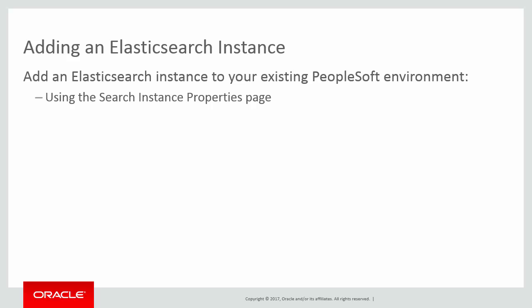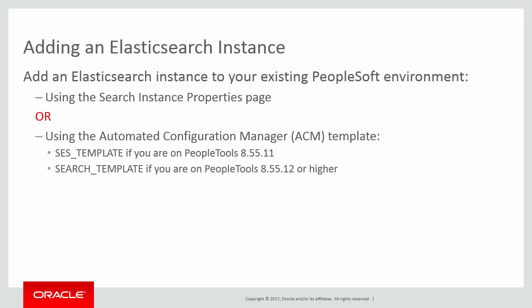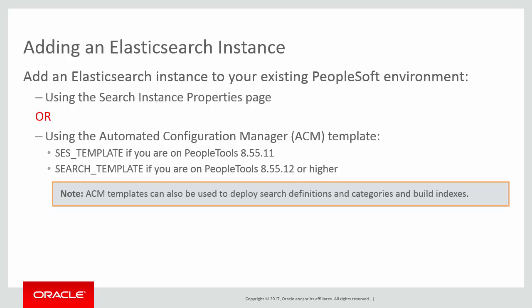You can use the Search Instance Properties page. For details, see PeopleTools 8.55 Search Technology, Administering PeopleSoft Search Framework, Working with Search Instances. Or you can use the Automated Configuration Manager, or ACM template. You'll use the search template named SES template if you're on PeopleTools 8.55.11, or Search template if you're on PeopleTools 8.55.12 or higher. Note that the ACM templates can also be used to deploy search definitions and categories and build the index on the Elasticsearch instance.